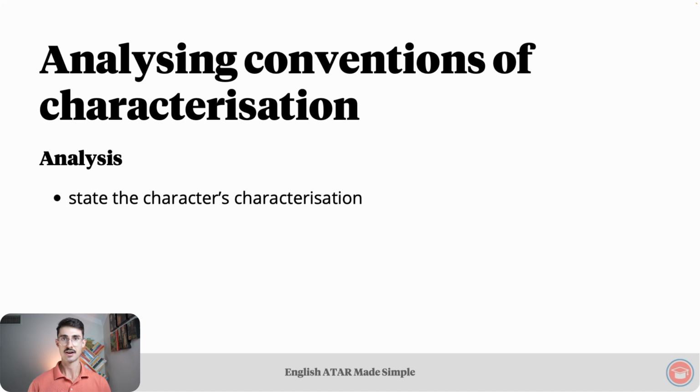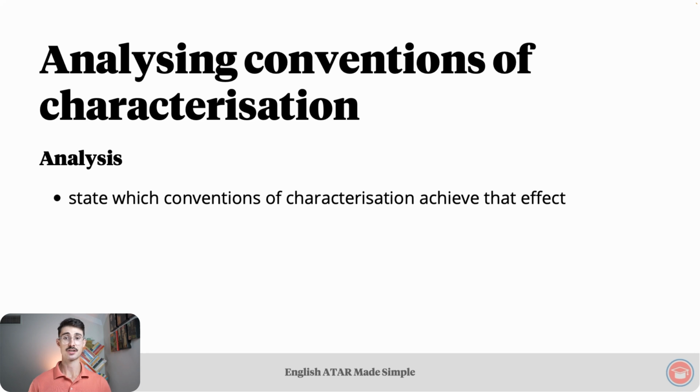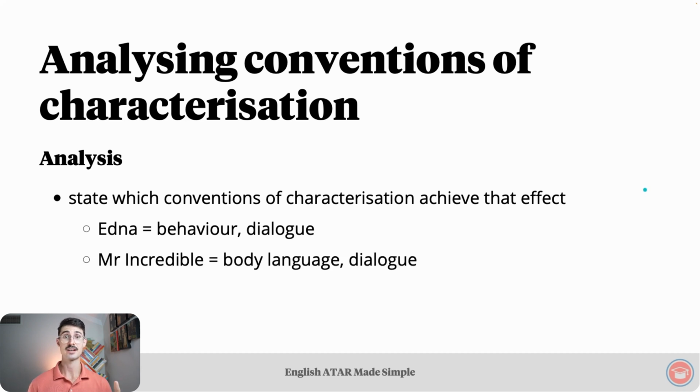Firstly, state the character's characterization. Edna, she's characterized as stubborn and bossy. Mr. Incredible is characterized as impressionable, persuadable, suggestible. Then state which conventions of characterization achieve that effect. With Edna, the main conventions are through her behavior and dialogue. With Mr. Incredible, the main conventions are body language and dialogue.